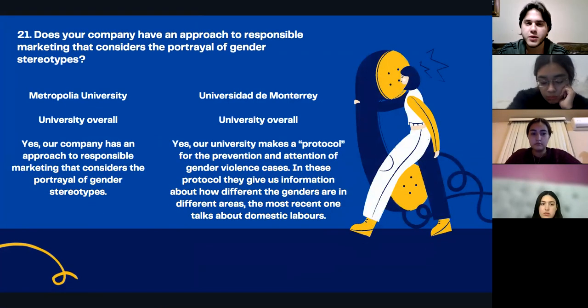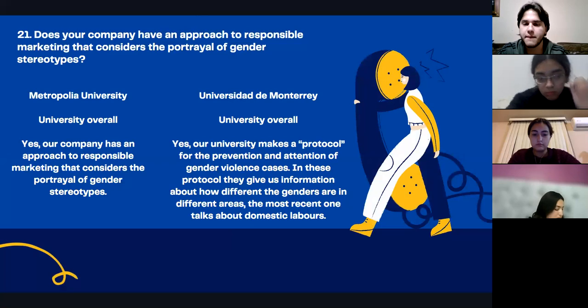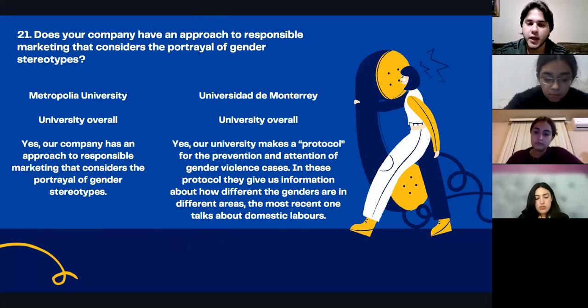Does your company have an approach to responsible marketing that considers the portrayal of gender stereotypes in the Universidad de Monterrey? Yes. Our university has a protocol for the prevention and attention of gender violence cases. In this protocol, they give us information about how different the genders are in different areas. The most recent one talks about domestic labors.